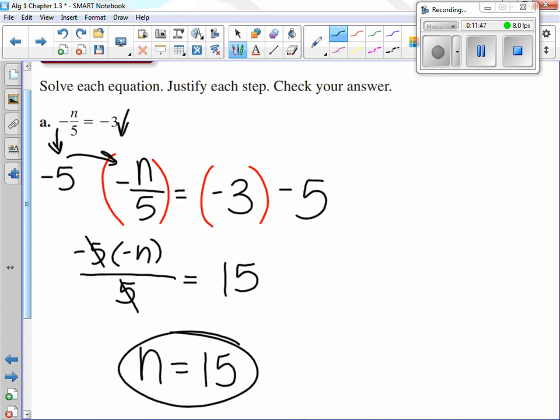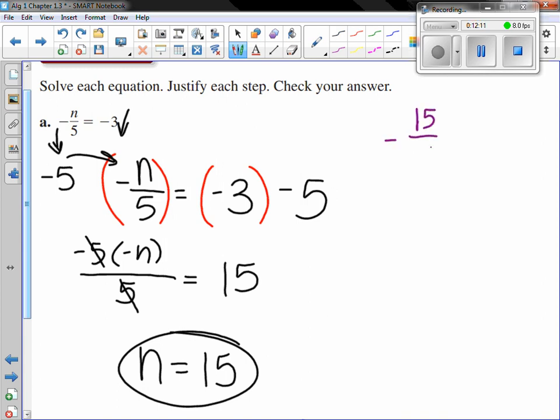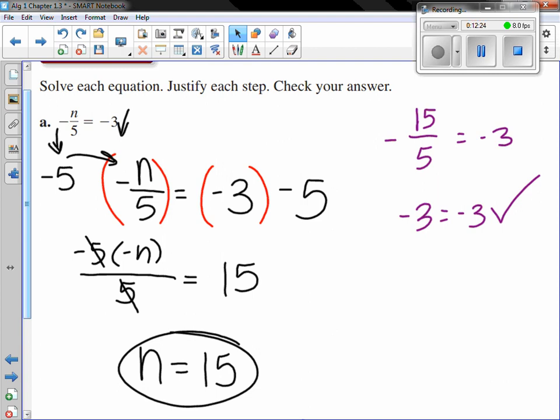Now our justified step is we used our multiplication property of equality, and we multiplied both sides by negative 5. That's what we did to be able to solve this. And we can plug it back in and check and see that we will get the correct answer. So I'll go on and do it for this one here. We'll have negative 15 over 5. Well, 15 divided by 5 is 3, and because of the negative sign, it is negative, so it works. And we get our answer.